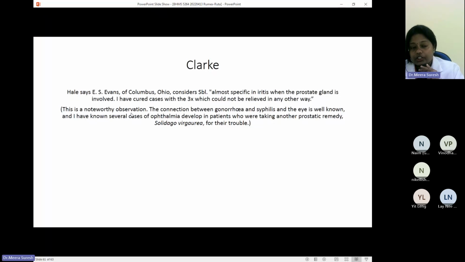This is a noteworthy observation, and why so? The connection between gonorrhea and syphilis in the eye is very well known. And I have known several cases of ophthalmia developed in patients who were taking another prostatic remedy, Solidago, for their trouble. That is how the connection was made. Otherwise, when we hear iritis and prostatic complaint, we might think, what is the connection? But it is connected with gonorrhea and syphilis, because we know they definitely produce ophthalmia. So if there is iritis along with prostatic complaint, which shows some connection with gonorrhea or syphilis, Sabal serrulata is a very good remedy.